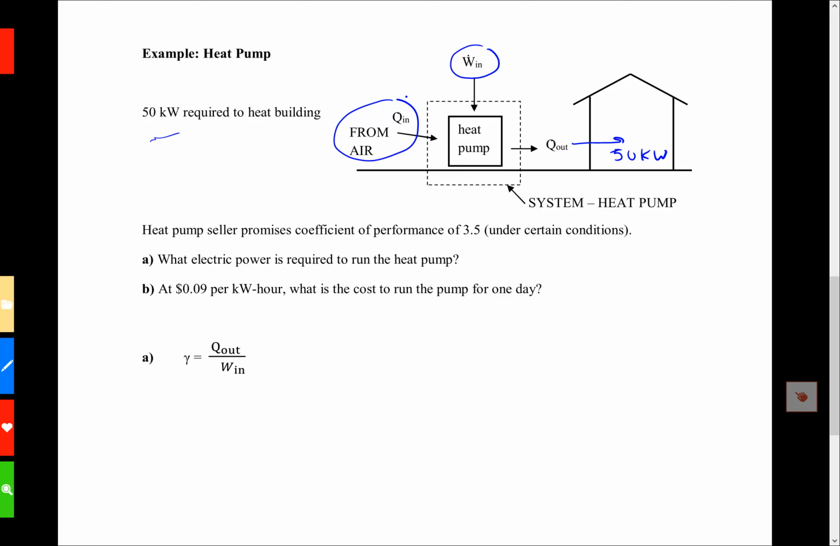Now we're told that the seller promises a coefficient of performance of 3.5. And under those conditions, we're going to look for the power to run the heat pump, and we're going to look for the cost to operate it for a day. All right, the information we need to get started is the coefficient of performance. That's this value here, coefficient of performance.